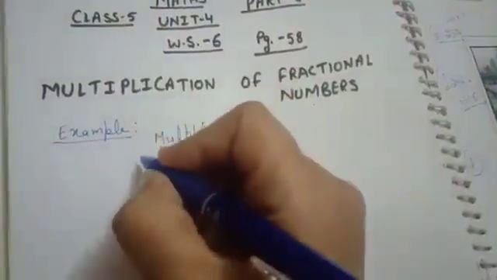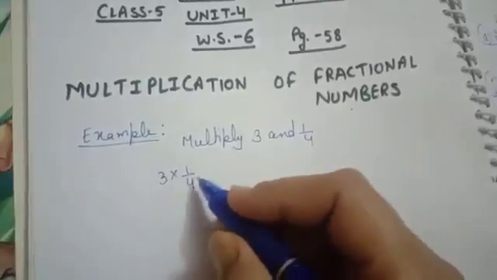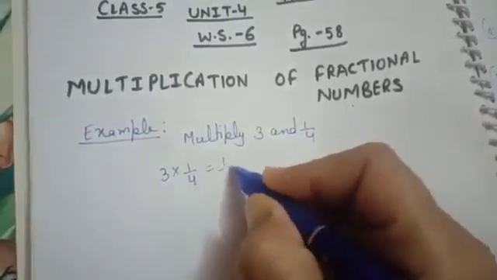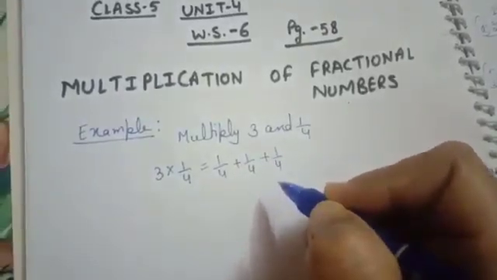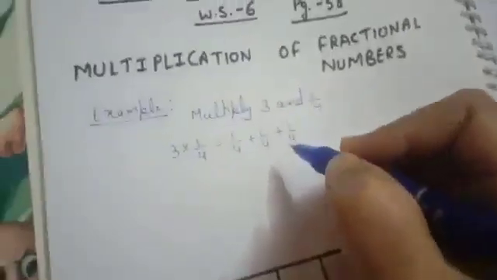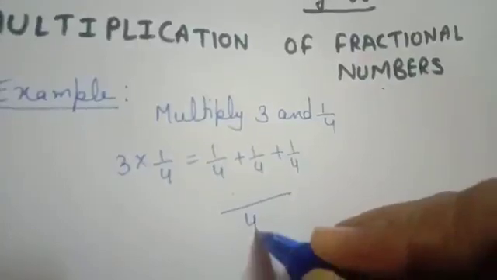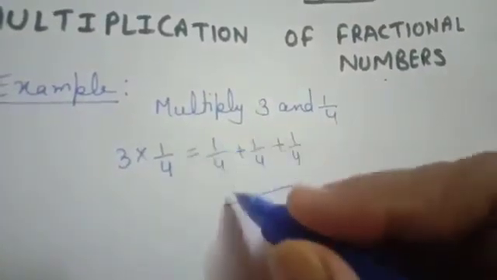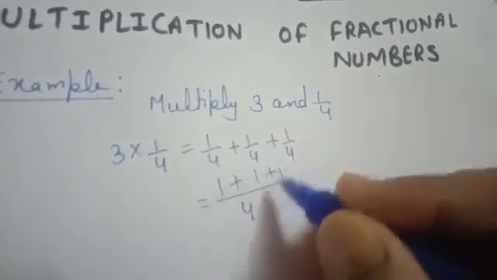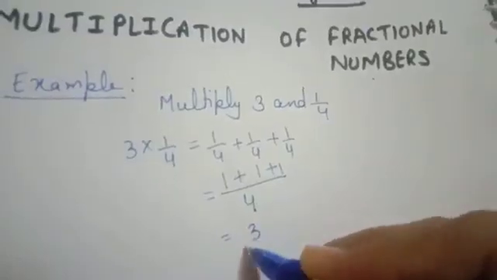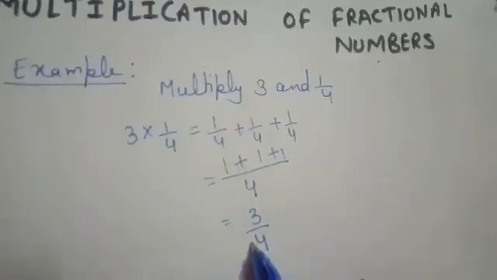3 multiply 1 by 4 means, as we know, multiplication is repeated addition, so it means that 1 by 4 is added 3 times. 1 by 4 plus 1 by 4 plus 1 by 4. Now, as we all know how to add two fractions, the LCM of 4 is 4. 4 divides 4, it's 1. 1 ones are 1. In the same way, these two numbers will also be 1. Numerator will be added. 1 plus 1 plus 1, it's 3 by 4. So, when 3 is multiplied by 1 by 4, the answer is 3 by 4.